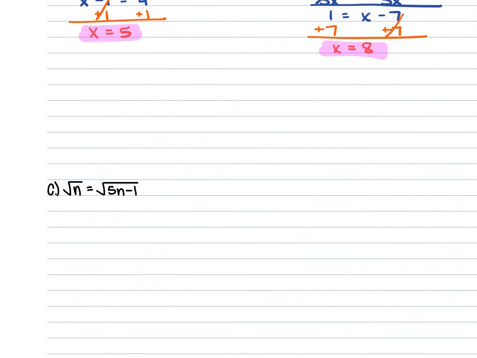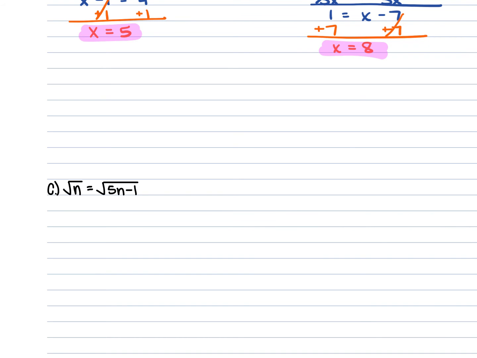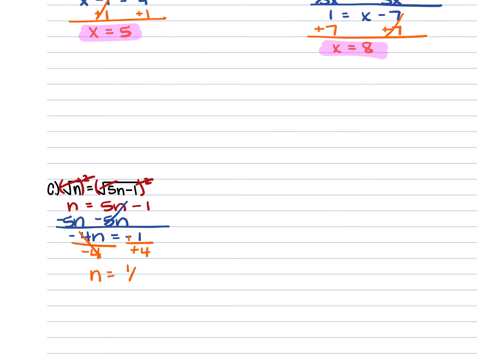For example C, we have the square root of n is equal to the square root of 5n minus 1. For this one, again, we're going to raise each side to the power of 2 to cancel out those radicals. We're just working with n is equal to 5n minus 1. You want your n's on the same side, so bring that 5n over by subtracting it from each side. This leaves us with negative 4n is equal to negative 1. And from here, we're going to divide each side by that negative 4. A negative divided by a negative is a positive, and n is equal to 1/4.